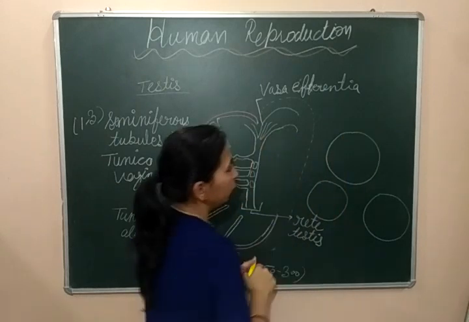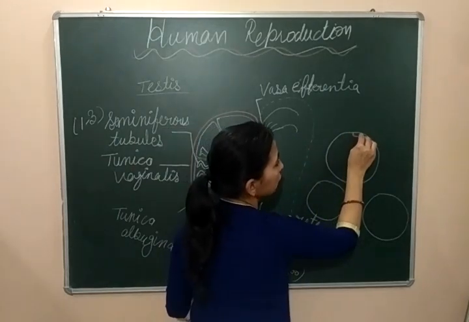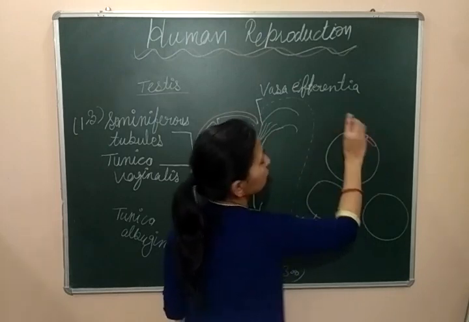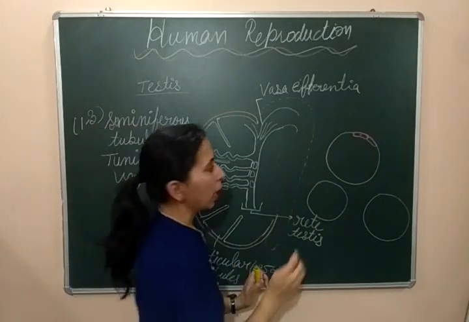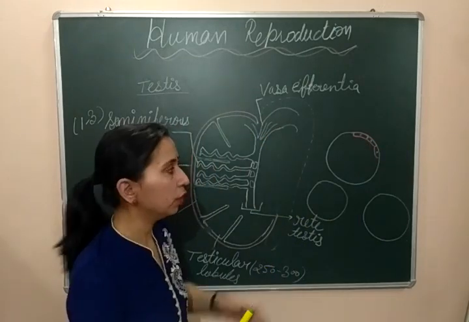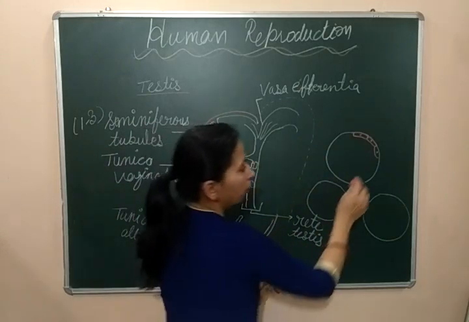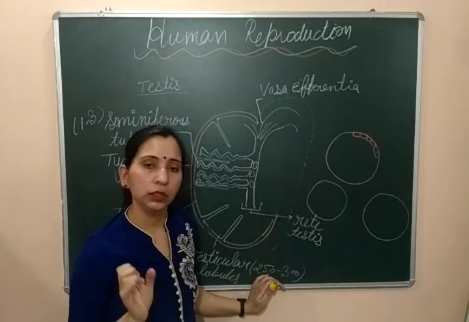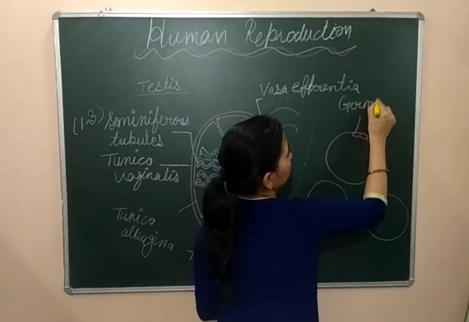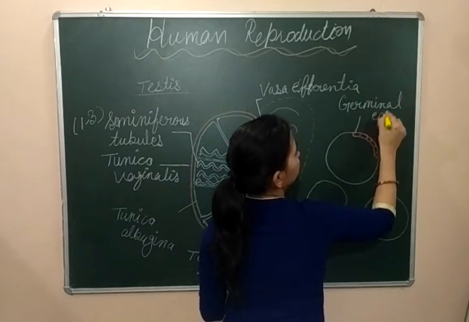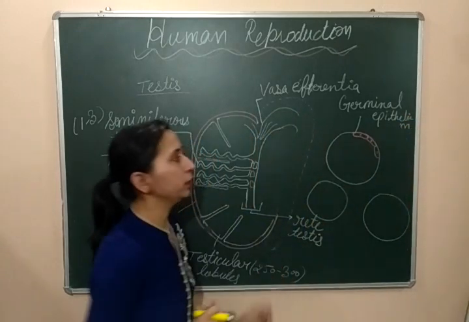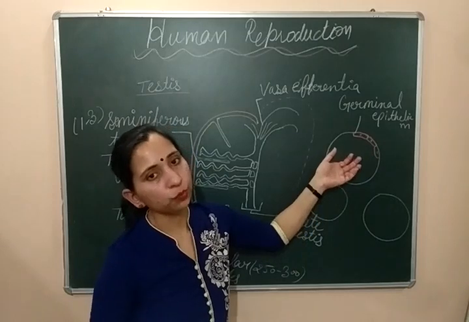Inside these seminiferous tubules, we will see cells like this. These are forming a layer that is known as germinal epithelium. A layer of germinal epithelium will be present, which covers the seminiferous tubules all over. But here two types of cells are found in this germinal epithelium. So this is the germinal epithelium, and inside it we can see two types of cells.